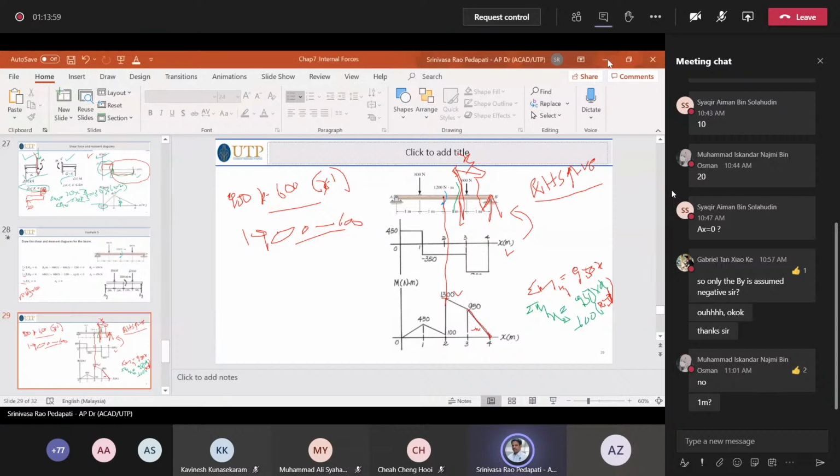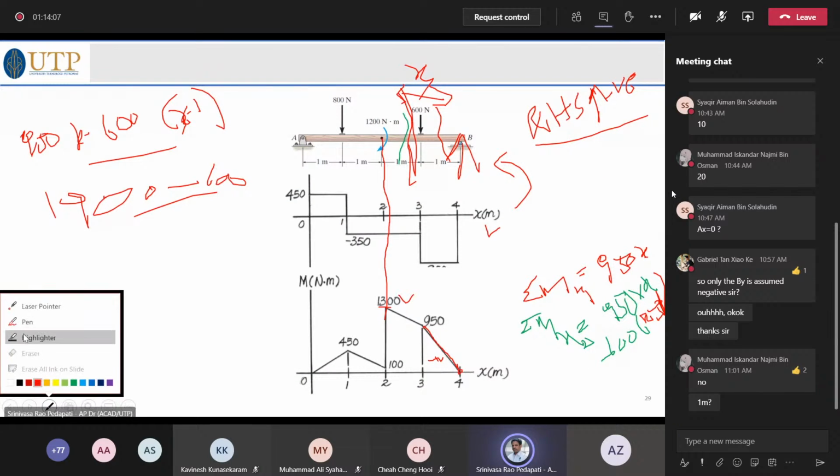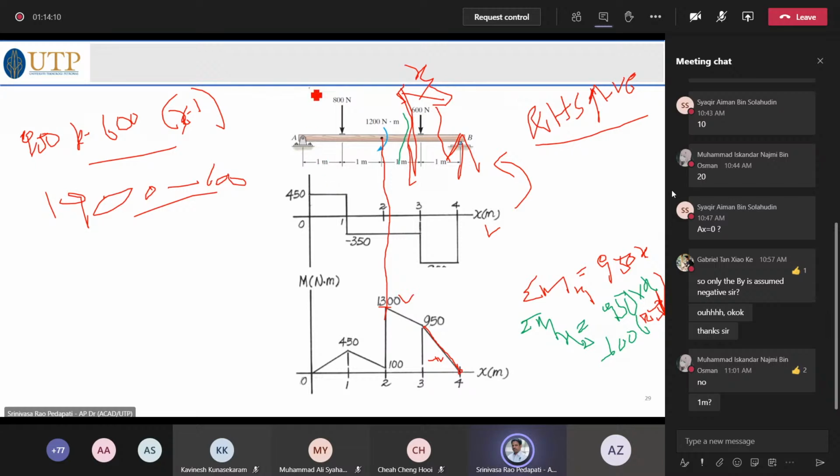So for easiness, we can go for the left hand portion. To make my life easier, if I take a section here, the only force acting is AY. AY is 450, it seems. So the moment is 450 times x, until 800. So 450 into 0 at here, increasing, and then at this point 450.